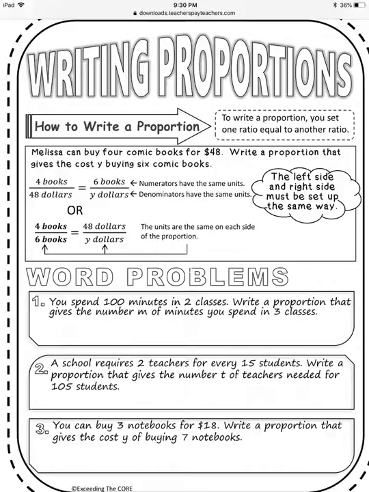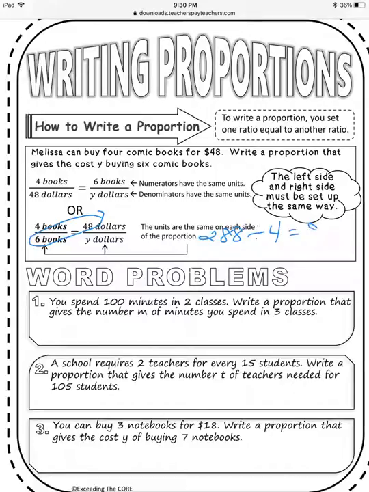Or we can set up books over books and dollars over dollars. So our 4 books go with $48 and our 6 books now go with Y dollars. If I want to solve these and figure out how much 6 books will cost me, I would cross multiply the numbers that are diagonally across from each other. So I would take my calculator and do 48 times 6, which equals 288. And then I would take the 288 and divide it by the number that's diagonally across from the variable, which is 4.